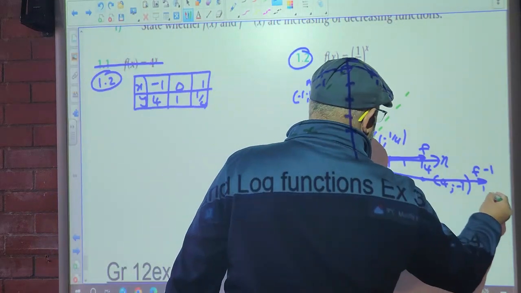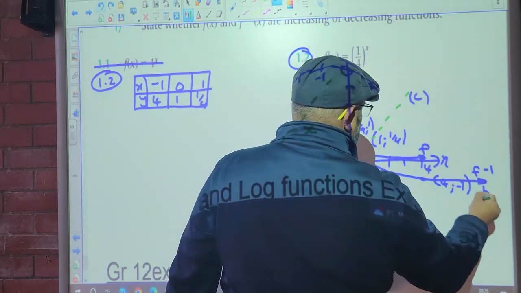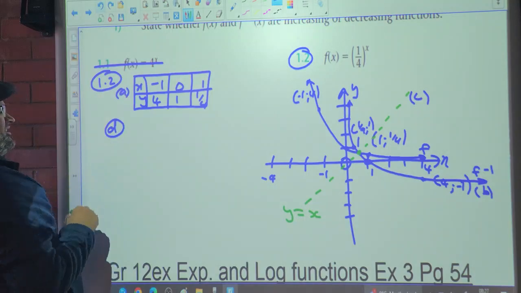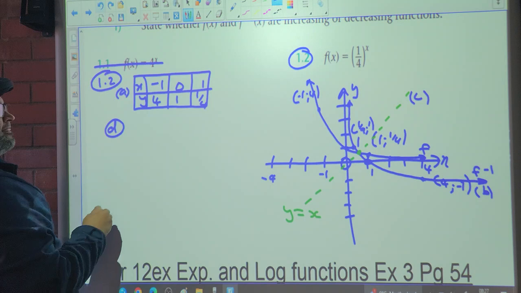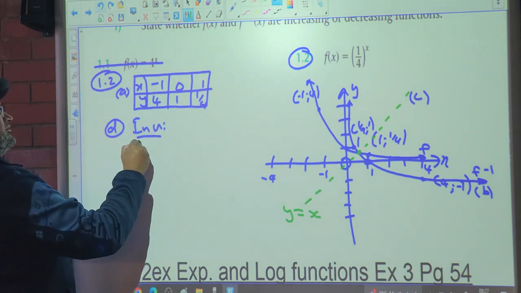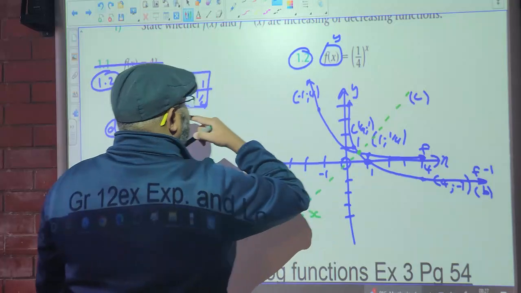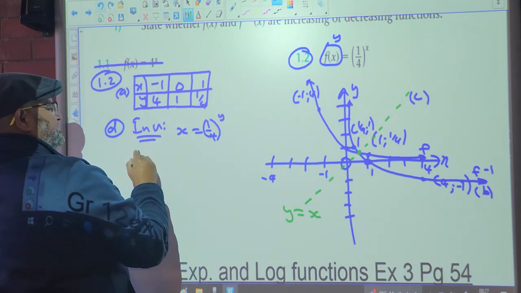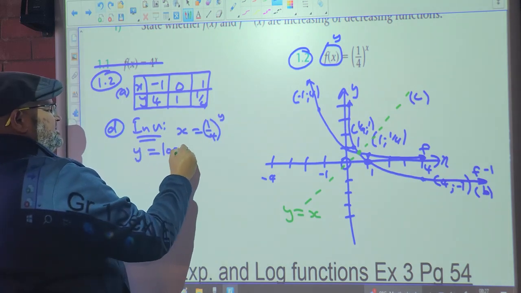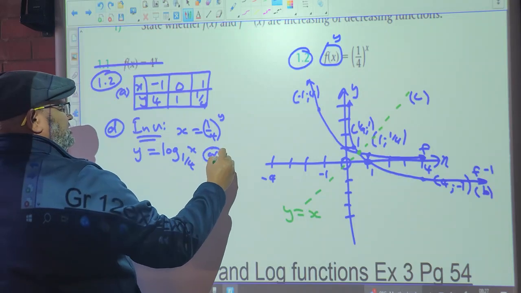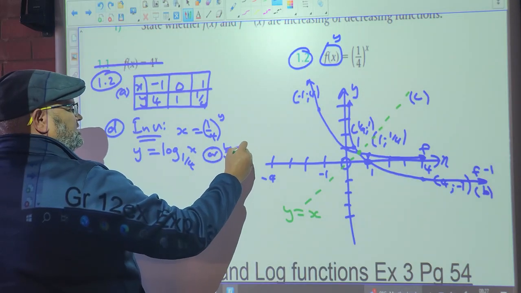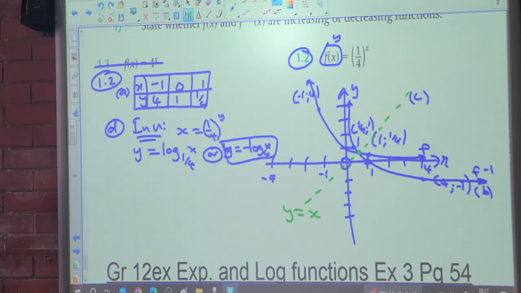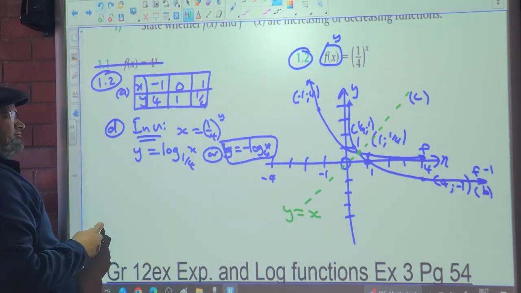So that is B, C. So answer D. They ask you to work out the equation of the inverse function. So what do we do for the inverse function? We interchange x and y. So remember that's a y. So we can say x is equal to a quarter to the y. So y is equal to log x base a quarter, or y is equal to negative log x base 4. One of the two. Again, I showed you quite a few times already how to get that.